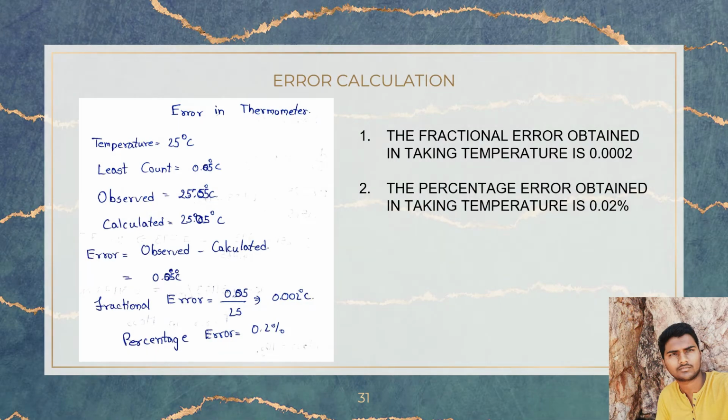Error obtained in taking temperature. The observed temperature is 25.05 degrees Celsius and the calculated is 25 degrees Celsius. So the error can be obtained by subtracting them both, which is 0.05 degrees Celsius, and the fractional error is 0.05 by 25 degrees Celsius, which is equal to 0.002. So the percentage error obtained in taking temperature is 0.02 percent.